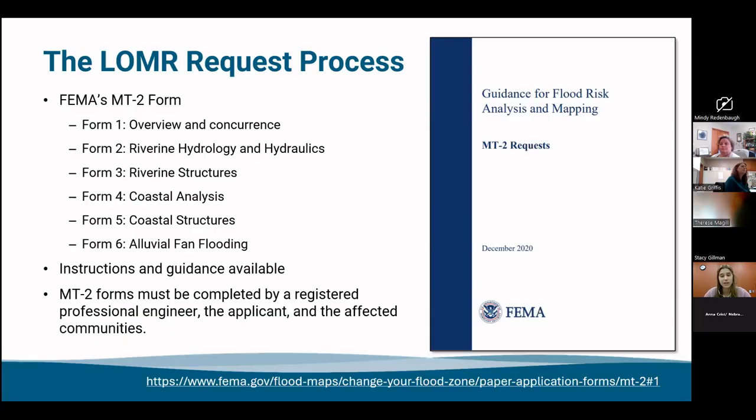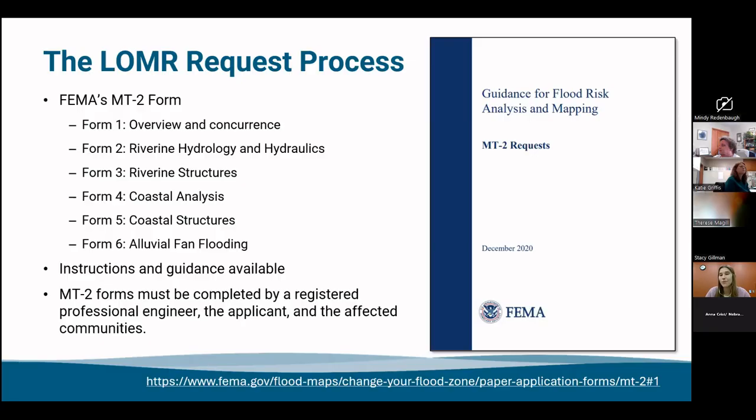The other forms listed on the screen here are going to be dependent on the type of project and the type of letter of map revision that is being applied for, whether or not that form is needed. Form 2 is going to be just the riverine hydrology and hydraulics form. Form 3 is riverine structures. So if there are any structures that are being put in place that are going to adjust the floodplain boundaries or heights, that would be form 3.